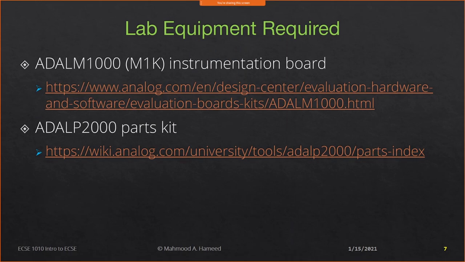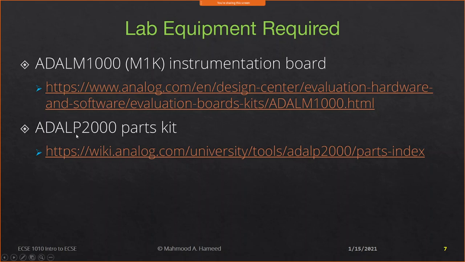All right, so what is the lab equipment required? We have a personal instrumentation board. It is ADALM1000. This is from Analog Discovery. In short, we are just going to call it the M1K board. So this is what we use to find out certain voltages and currents, do all the circuit related instrumentation. We will be using this particular board for the class.